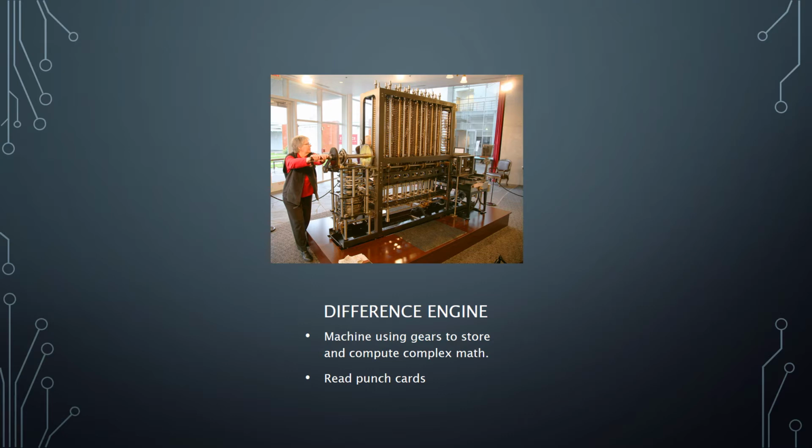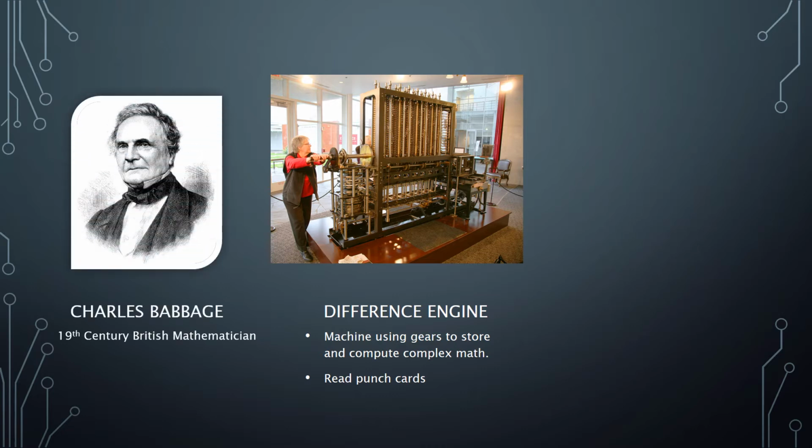So how did you put in the information? With punch cards. A little piece of cardstock had holes in it. Each hole represented something on the gears. You cranked it and it would come out with the math problem solution. So this machine was created by Charles Babbage. Charles Babbage was a 19th century British mathematician. So he invented this to help people compute really large, complex math problems.